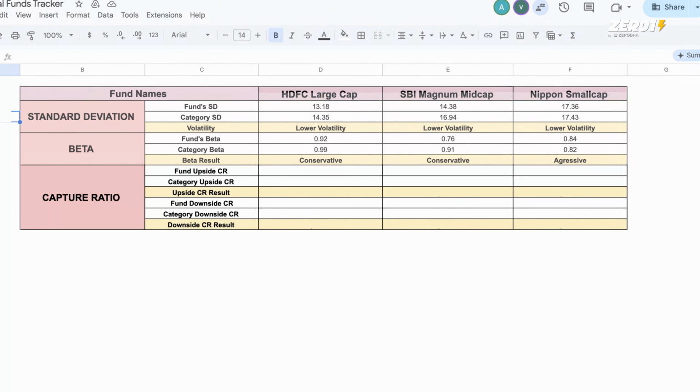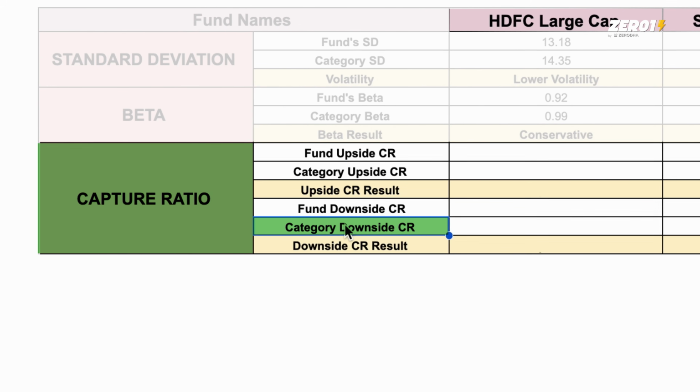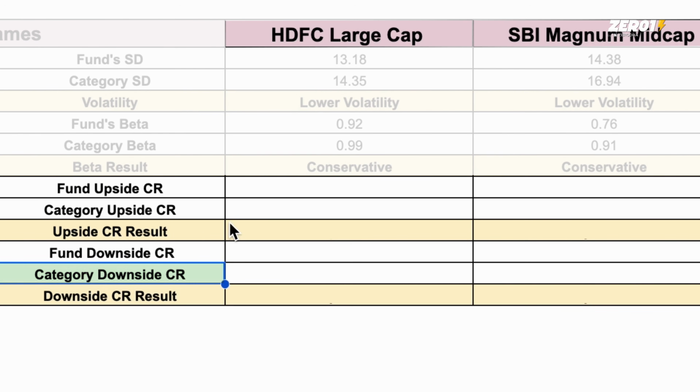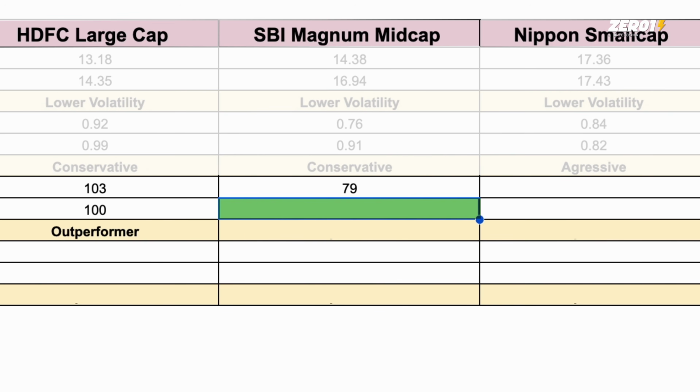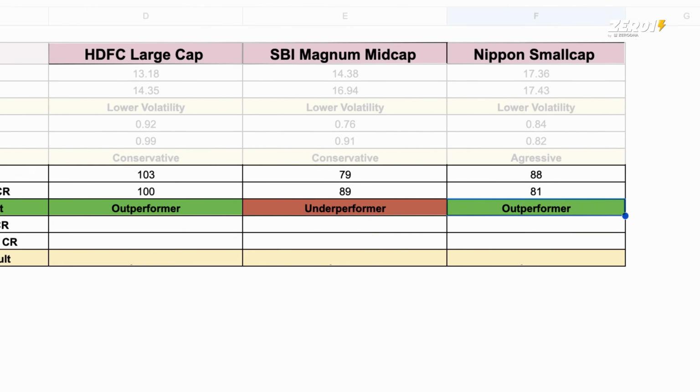Now that's an ideal case scenario, but look at this example over here. So in the tracker, we have the fund's upside capture ratio, category upside capture ratio, fund's downside capture ratio, and category downside capture ratio. So let me put all the numbers here. Now look at HDFC's ratio. It is 103, which is more than the category average of 100. This means the fund is better at capturing the movement when the market is going up. Likewise, I've included the numbers for the other funds too, and this is the result.